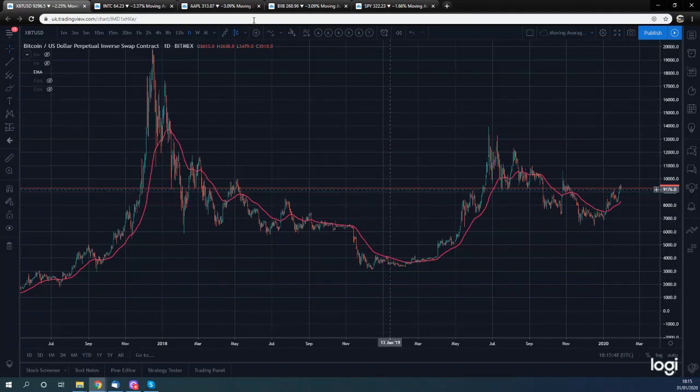Now what we are going to look at is what happens if we break the 50 period moving average. The next major moving average people will look at is the 200 period moving average. So often you can be picked up by the 200 period moving average if you break the 50 period moving average, and you can sort of play a game of ping pong between the two.